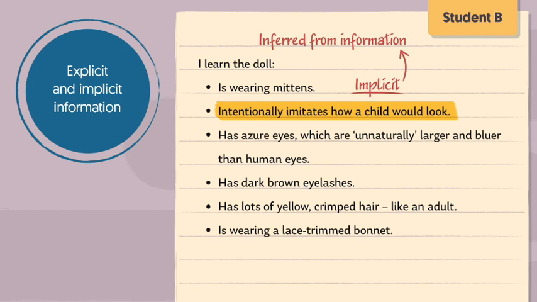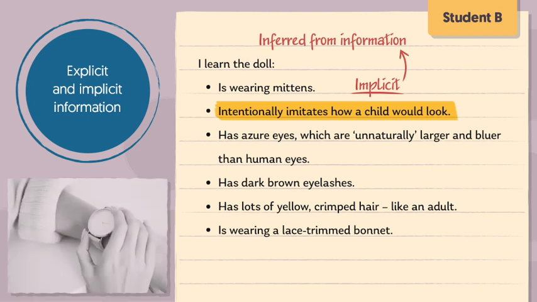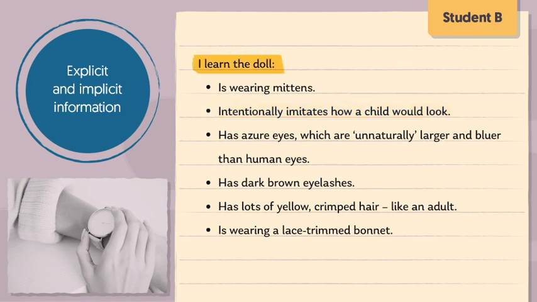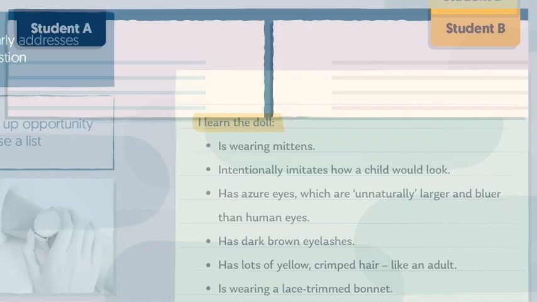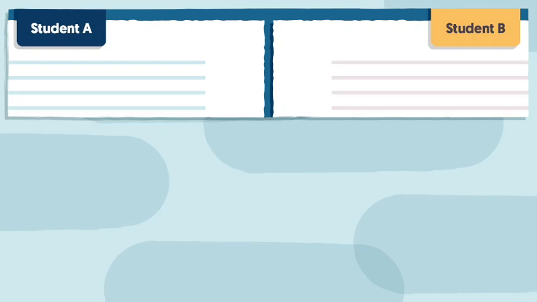This student has also tried to save themselves some time by starting their answer with, "I learn the doll." Here they're using a sentence that clearly addresses the question, while also setting up the opportunity to use a list with bullet points. We'll leave it there. Hopefully you can see the difference between the 2 responses and where the marks came from.